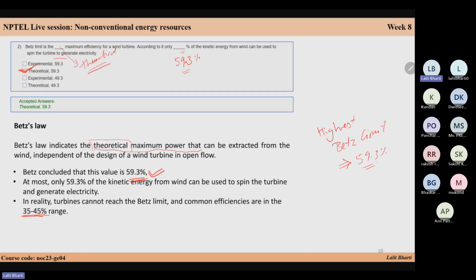Then we have the question on Betz limit. Betz limit we have already discussed. Betz limit is the maximum theoretical efficiency for a wind turbine. So option experimental is not correct. It is theoretical, and it is 59.3%. More than 59.3% is not possible for any windmill, and typically these are around 35 to 45% because a lot of components are there, a lot of friction between different components in the gearbox and in turbines. So a lot of losses are there, and typically you will achieve 35 to 45% efficiency.